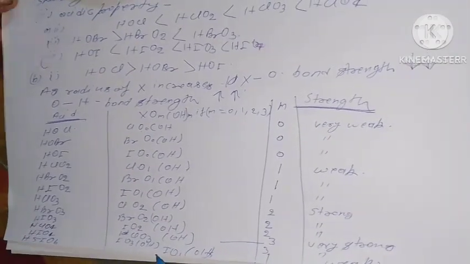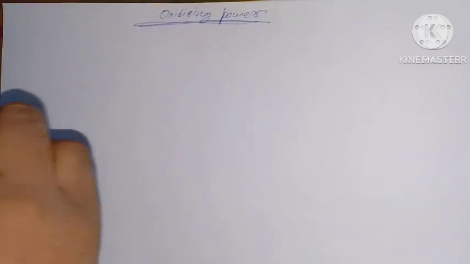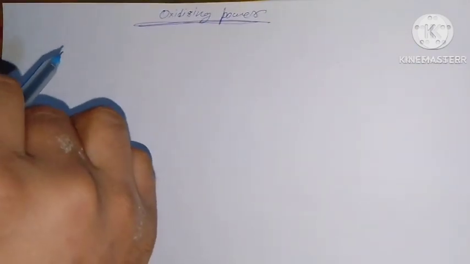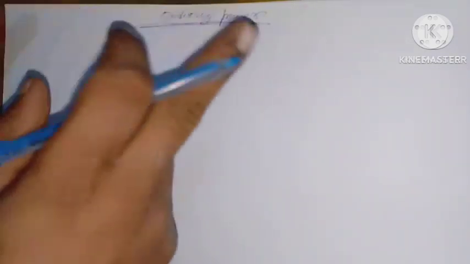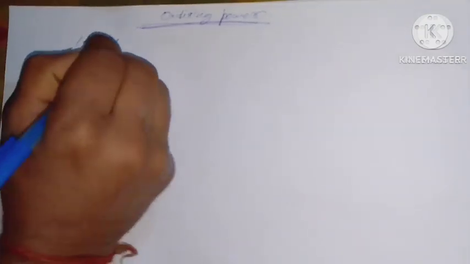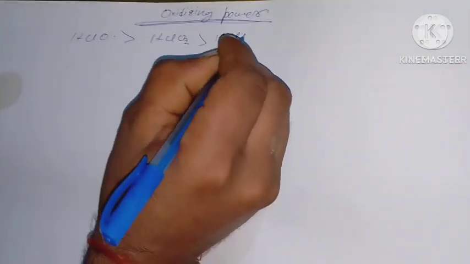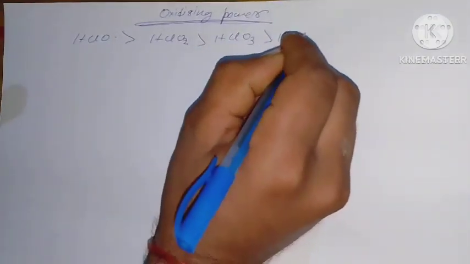Okay? Oxidizing power. The oxidizing power of these acids decreases with increase in covalent property. Oxy acids of halogens are oxidizing agents, both in acidic and basic mediums. All are strong oxidizing agents. The oxidizing power of oxy acids of chlorine is in the following order: HClO is greater than HClO2 is greater than HClO3 is greater than HClO4.